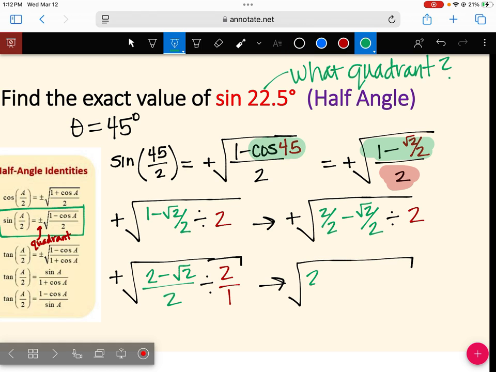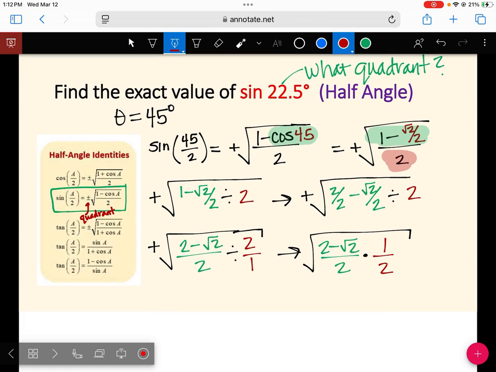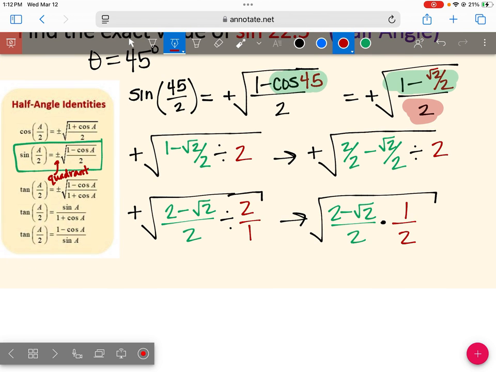So I'm going to keep the first one. Change this to multiplication and flip. So now we're almost done. And again, when you're working this on your own, you probably won't show every single step like I'm showing you, because some of these steps you can probably do mentally, but I want to show everything because I don't want anybody to be confused. Okay, so now I'm ready to multiply straight across.